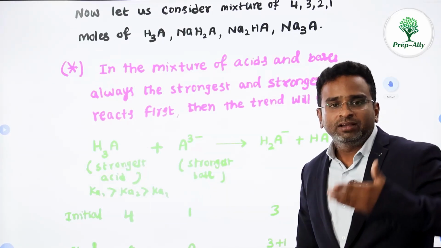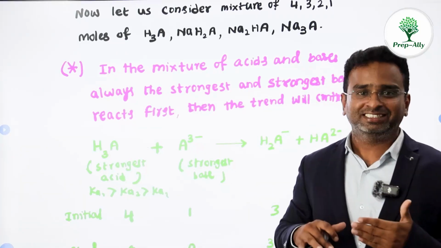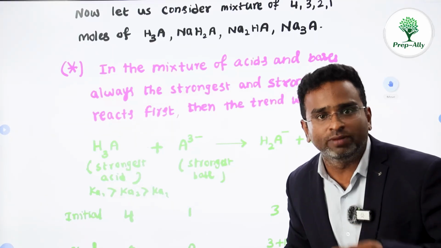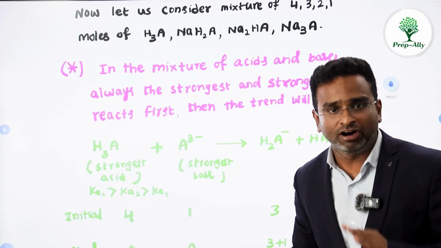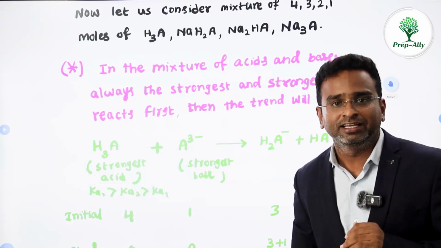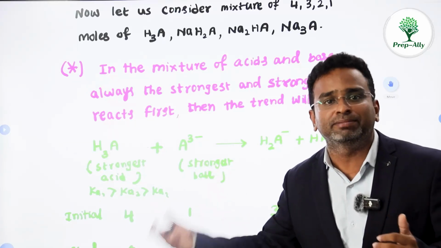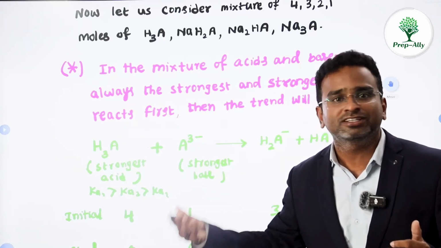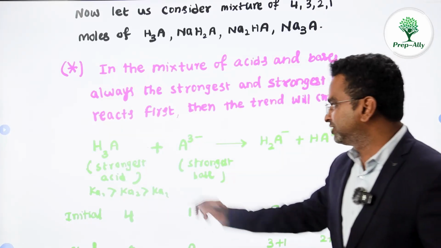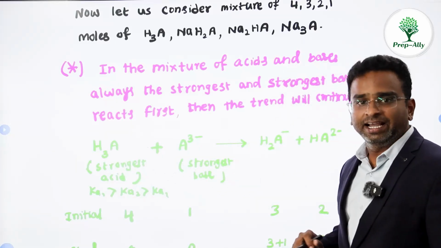So A3 minus will be the strongest base. You know when an acid is weakest, its conjugate base becomes strongest. Now who is the weaker acid here? HA2 minus is the weaker acid because Ka3 is 10 power minus 12, which is very small. It means it is a weak acid whose conjugate base is A3 minus, so A3 minus becomes the strongest base. Let us take this combination.